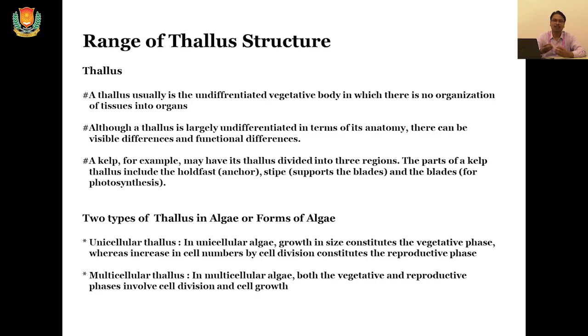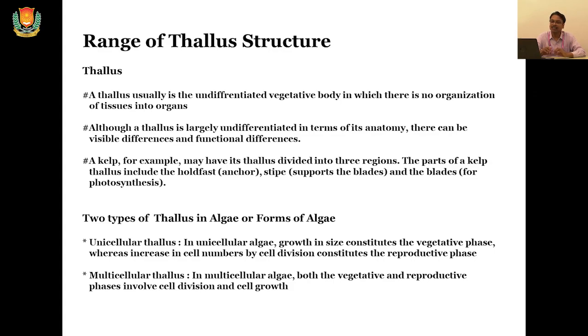It may be unicellular, like you have seen just in the prior slide in Chlamydomonas. Although a thallus is largely undifferentiated in terms of its anatomy, there can sometimes be visible differences in larger thallus structures. At least you can differentiate that this is the anterior side, this is the posterior side, this is the dorsal side, this is the ventral side, or you would see a range of thallus organization that is found in algae. In some groups of algae, very large thallus are found spread across hundreds of meters. So that is still a thallus. That type of thallus is called kelp.